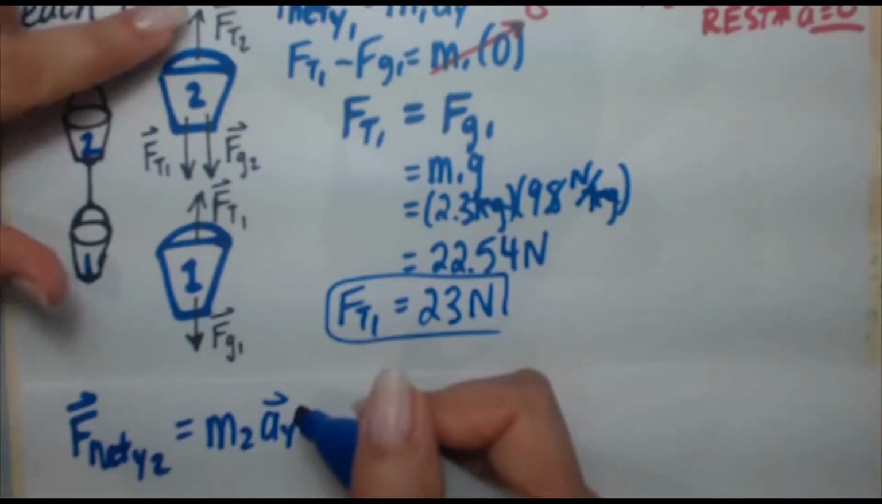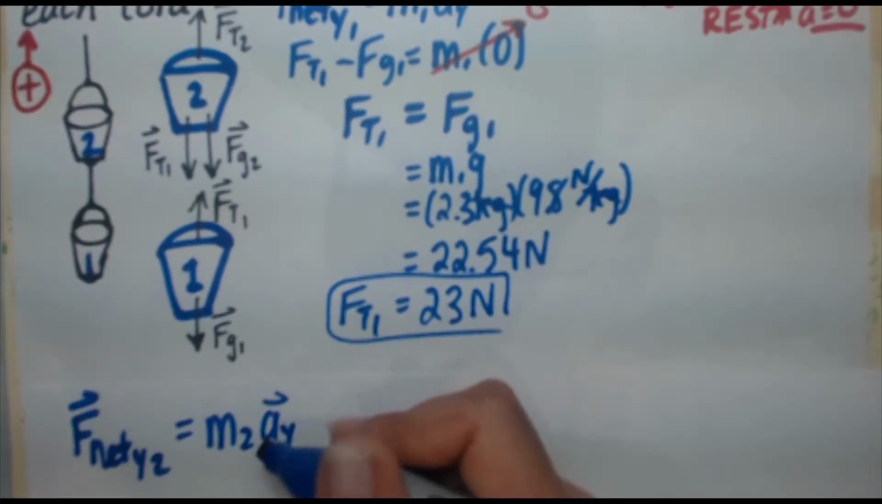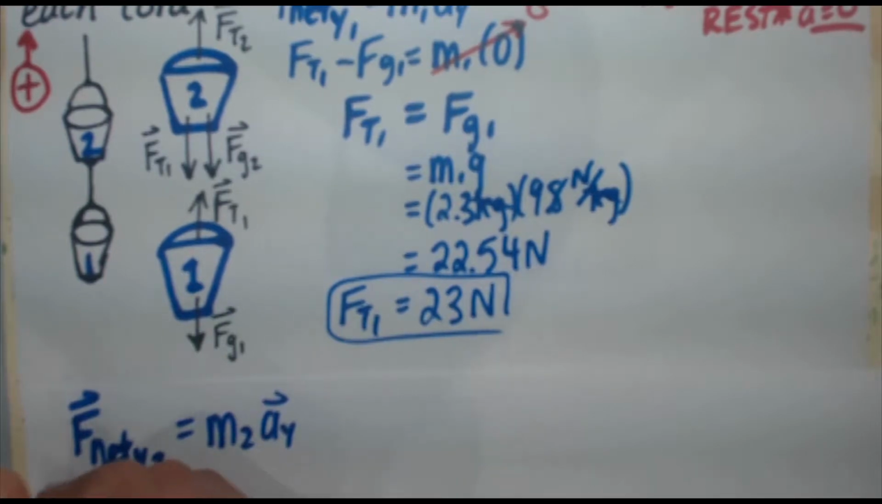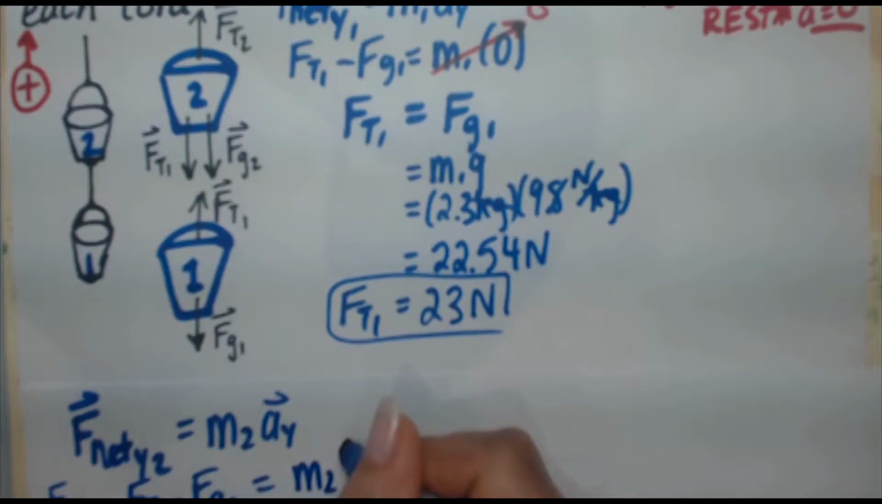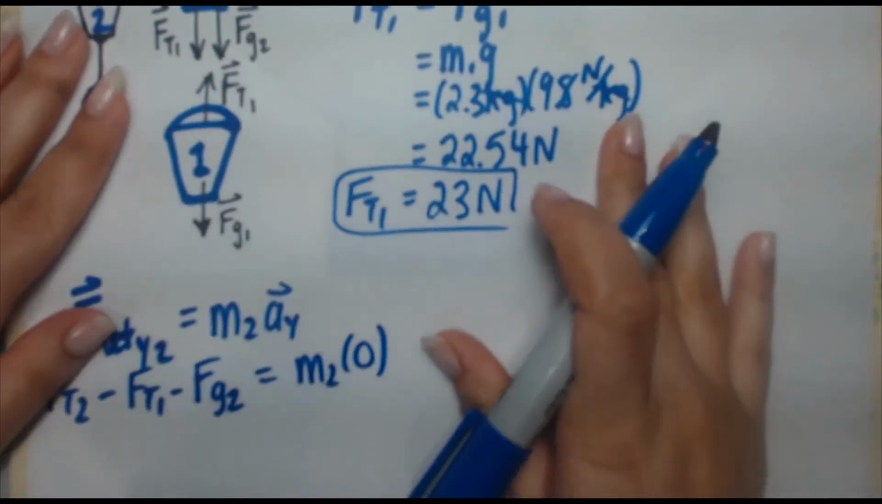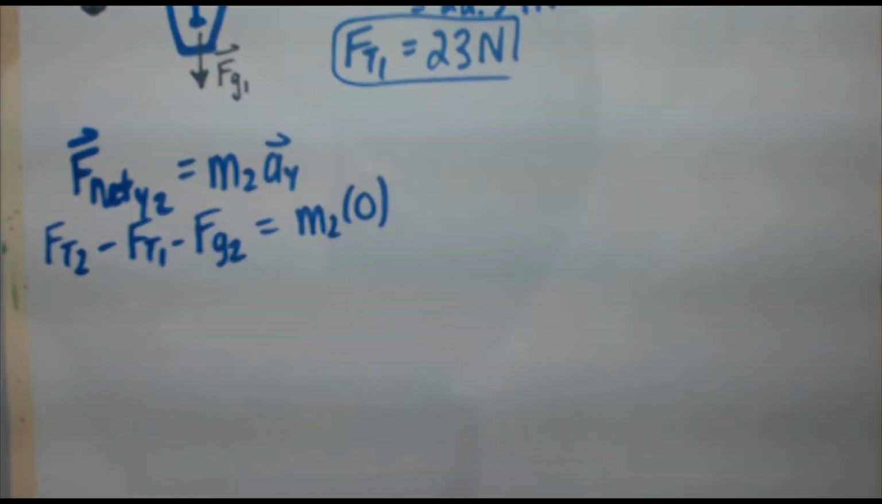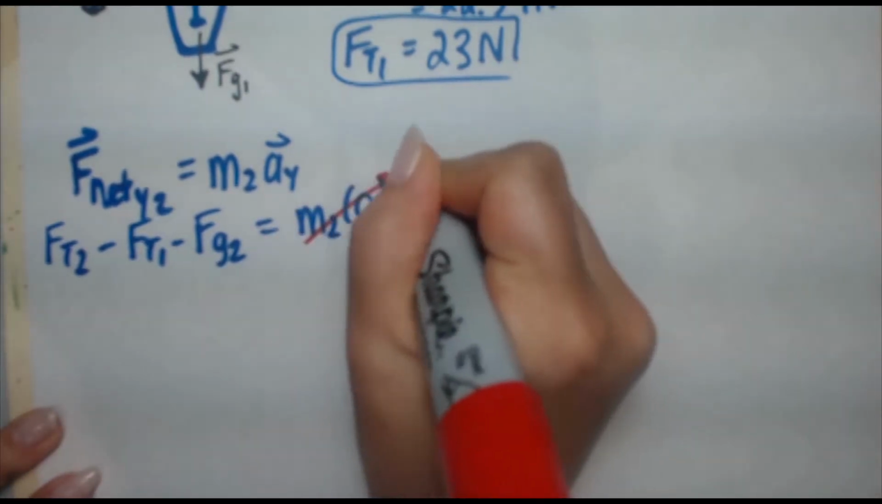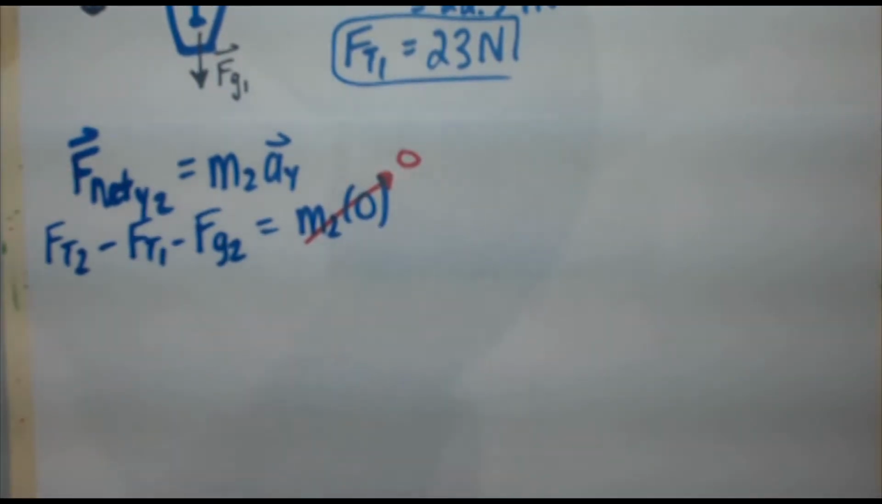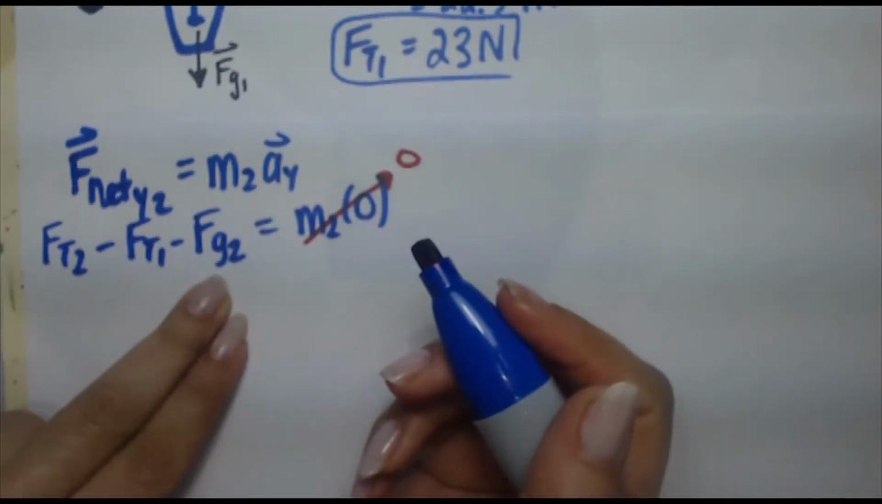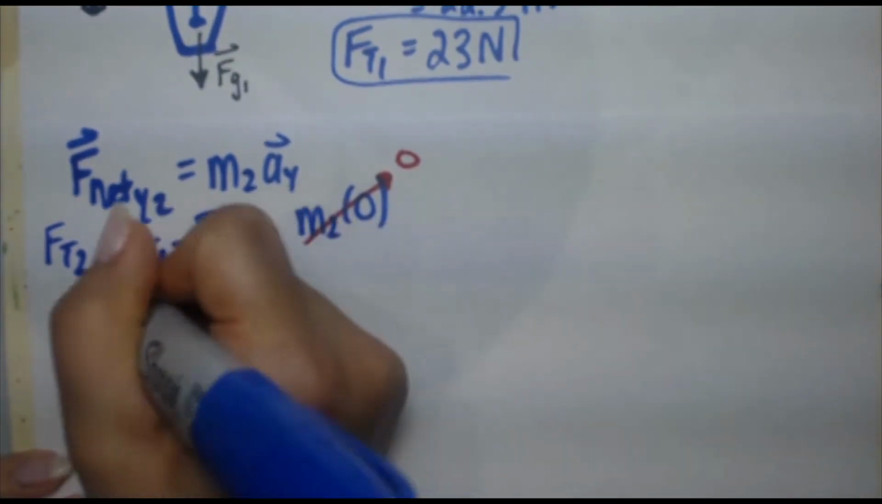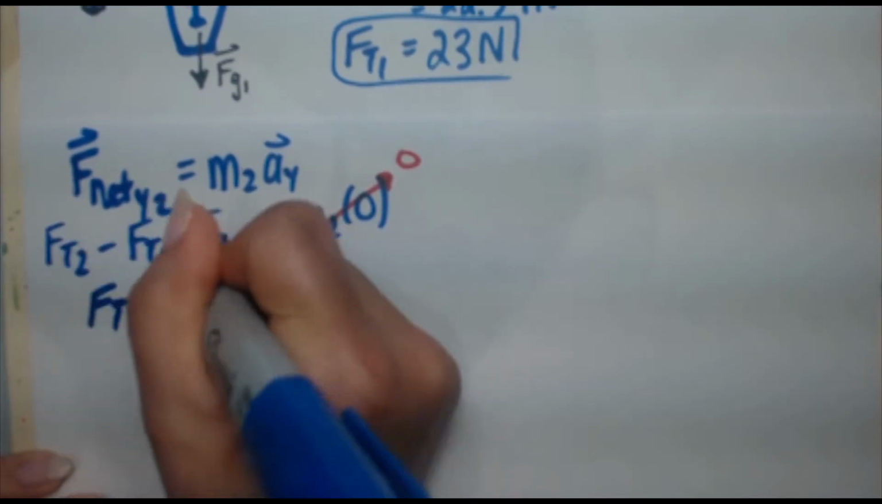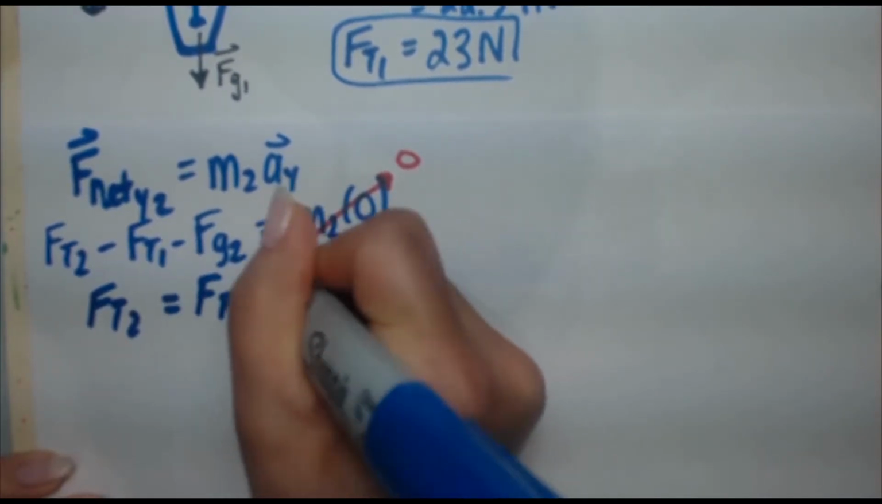So let's do this minus that. We've got Ft2 minus Ft1 minus Fg2 equals m2 times 0. Again, let me scroll that up now that we're done with the free body diagram. Anything times 0 is 0, so that disappears. Now let's bring over the two expressions on this half to the right side. So we're going to get Ft2 equals Ft1 plus Fg2.